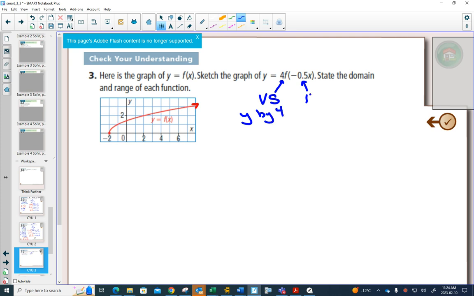Inside, the negative is a horizontal reflection, and the 0.5 is going to be a horizontal stretch. You're going to multiply your x values by negative 2. Again, that 0.5 you can think of as a fraction, as a half.